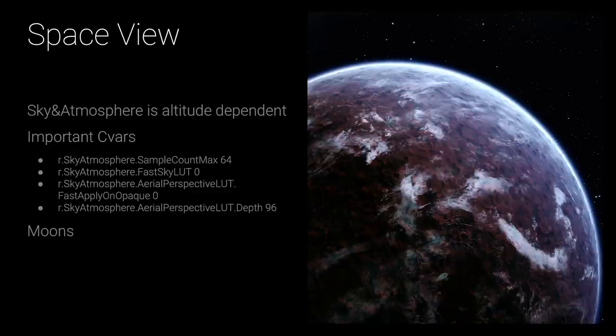There's a few other things there too. Sample count max in particular. This is going to be very difficult to show on the video due to the compression, but you can try this at home. Sample count max is essentially the quality of the atmosphere rendering. If you bring this down to 8 or 16 and go into space, you're going to see a dotted structure on the atmosphere. It's noisy. If you make it 64, it's going to be smoother.